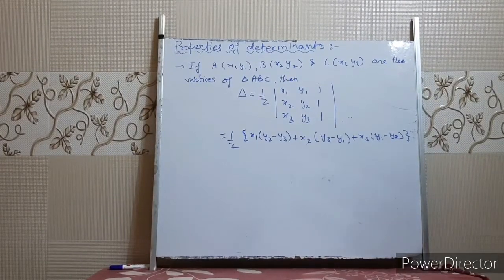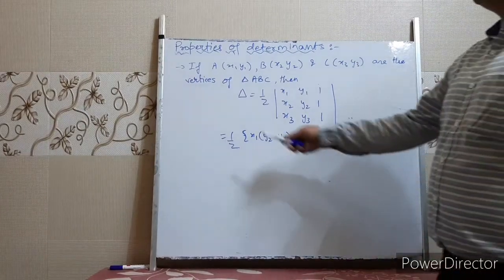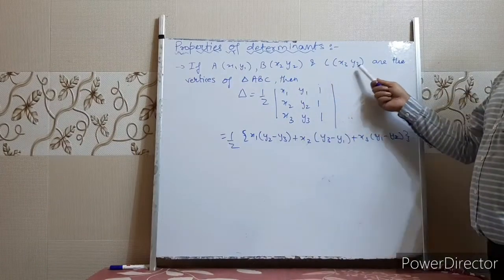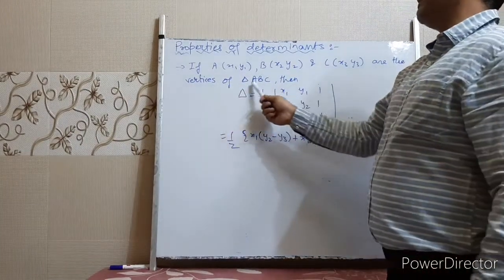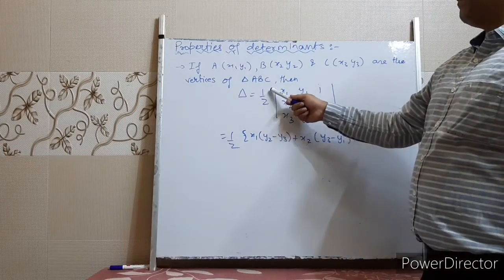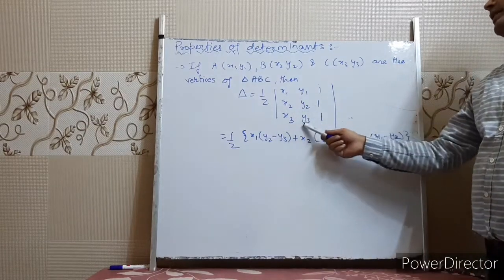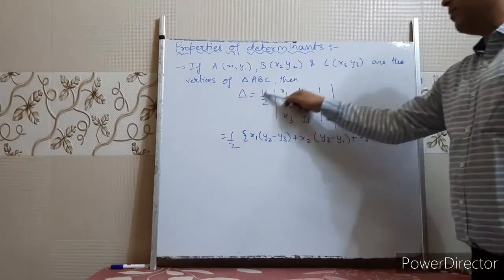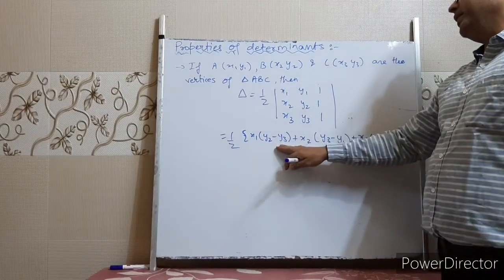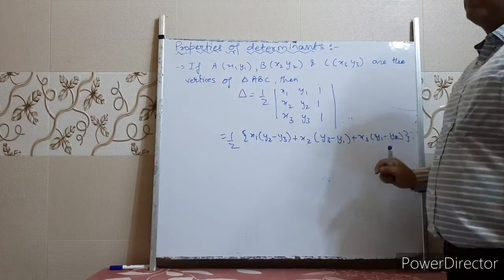Children, we can also calculate the area of the triangle by using determinants. We say that if A (x1, y1), B (x2, y2) and C (x3, y3) are the vertices of the triangle ABC, then the area of the triangle can be written as 1 by 2 into the determinant with rows x1 y1 1, x2 y2 1 and x3 y3 1. When you expand this determinant, we'll get this formula: 1 by 2 [x1 (y2 minus y3) plus x2 (y3 minus y1) plus x3 (y1 minus y2)].